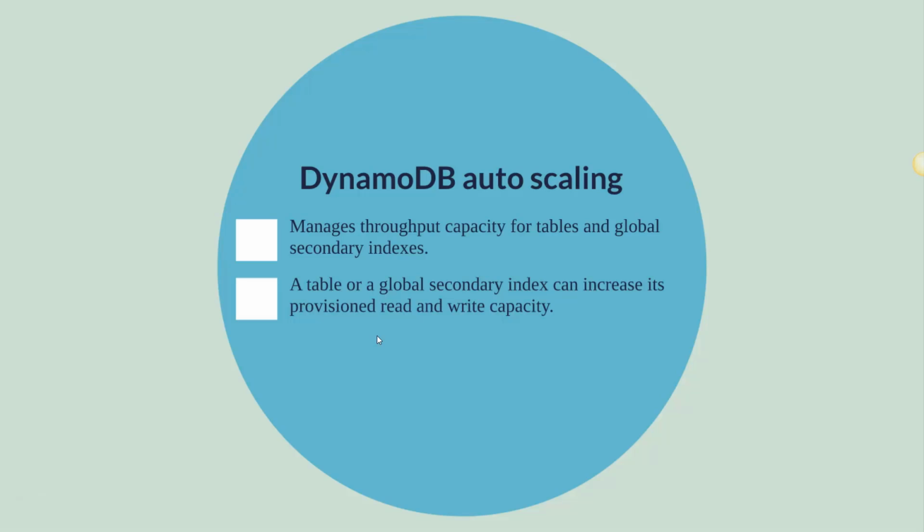With DynamoDB autoscaling, a table or a global secondary index can increase its provisioned read and write capacity units to handle sudden increases in traffic without request throttling. When the workload decreases, Amazon DynamoDB autoscaling can decrease the throughput so that you don't pay for unused provisioned capacity. So this is the concept of DynamoDB autoscaling.